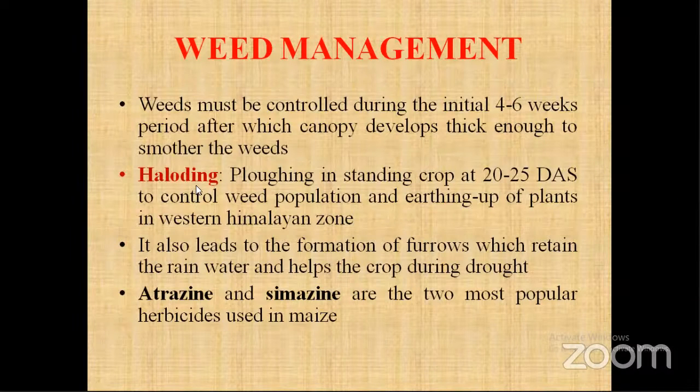Here, one cultural operation is there, hallowing. It is followed in Western Himalayan zone. Hallowing means plowing in the standing crop at 20 to 25 days after sowing to control the weed population and for earthing up of plants. So weeds will be removed, and it also leads to earthing up of plants. Earthing up is nothing but while doing plowing, it adds some amount of soil to the base of the plant, or it makes the base of the plant stronger so that lodging won't happen.